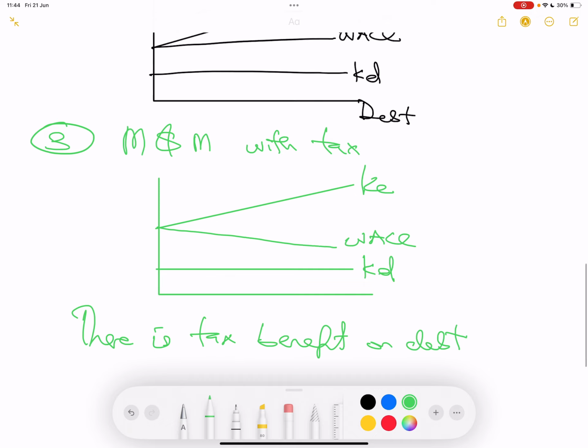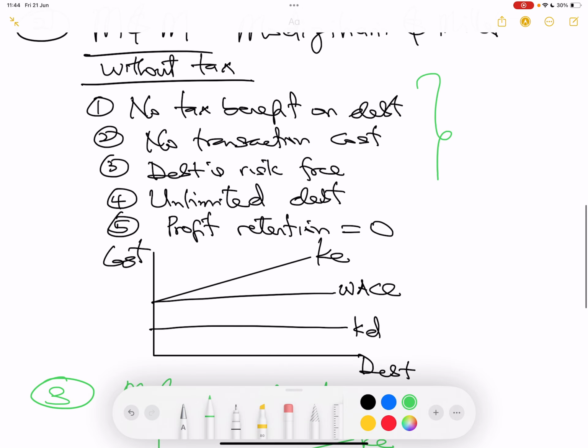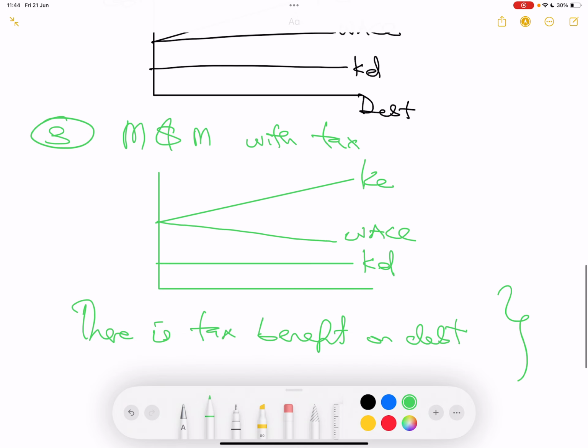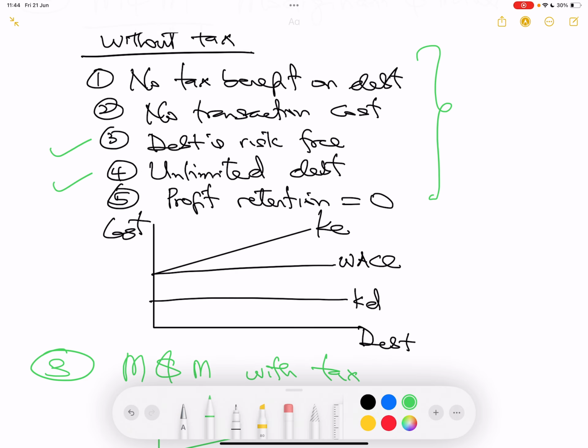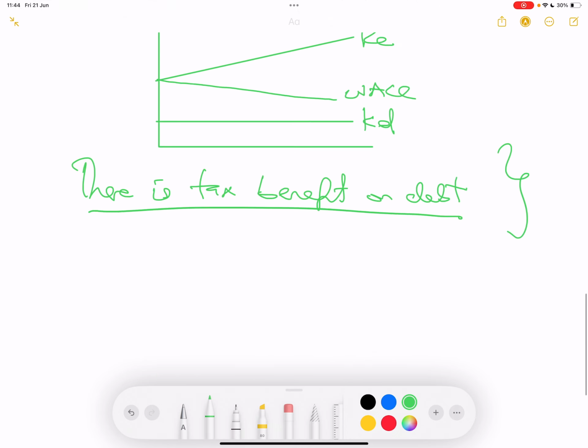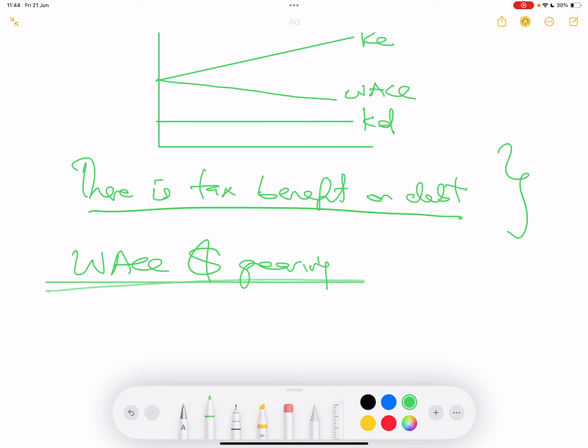The only thing that is different from all these assumptions is just the tax that they've accepted. They still believe that all these assumptions are still standing except this one. So those are the three theories and how WACC and gearing can be tested in your exams. And I hope that is clear.